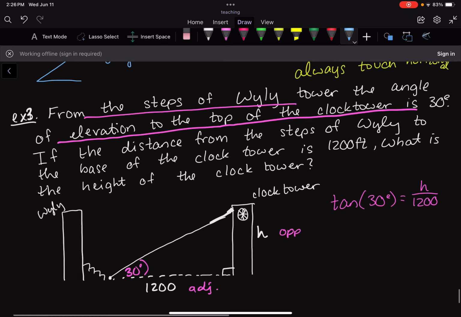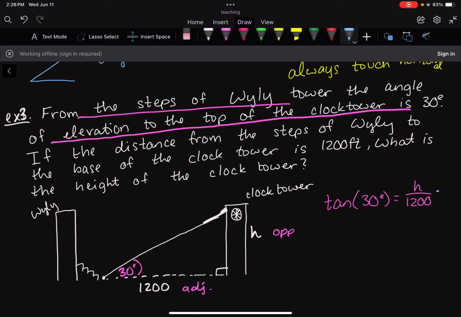Now I want to solve this for h. So if I multiply both sides by 1,200, I get 1,200 times tangent of 30. Now we know tangent of 30. If you don't know it by heart, maybe you know the table and we can go get it. So I'm going to scroll up real quick just to go back to my table.